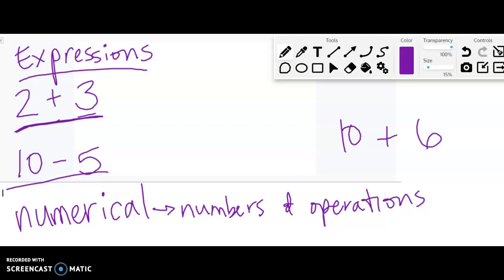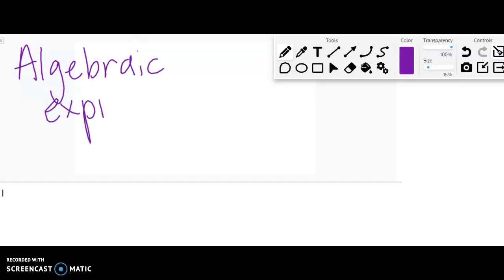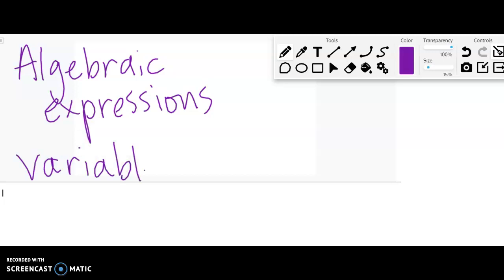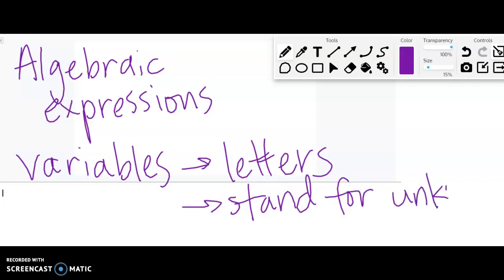But the reason we're not doing that is because some type of expressions called algebraic expressions have variables, and variables are essentially letters. They stand for numbers we don't know. Okay, they stand for unknown numbers. So numbers we do not know.